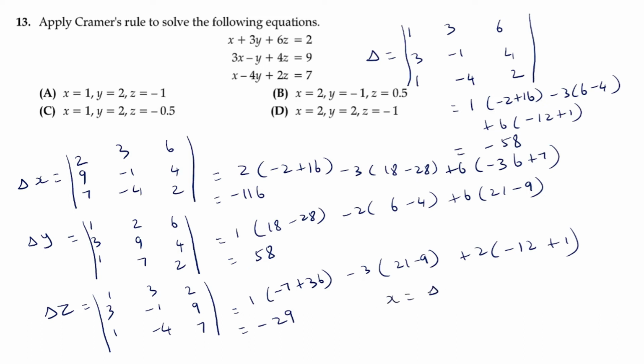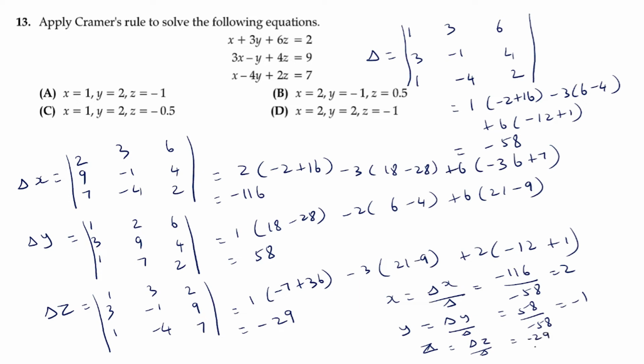Now x is equal to delta x upon delta. So it is minus 116 upon minus 58. So it is 2. Y is delta y upon delta. It is 58 upon minus 58. So it is minus 1. And z is delta z upon delta. So it is minus 29 upon minus 58. So it is plus 0.5. So the correct option is option B. X is equal to 2, y equal to minus 1 and z equal to 0.5.